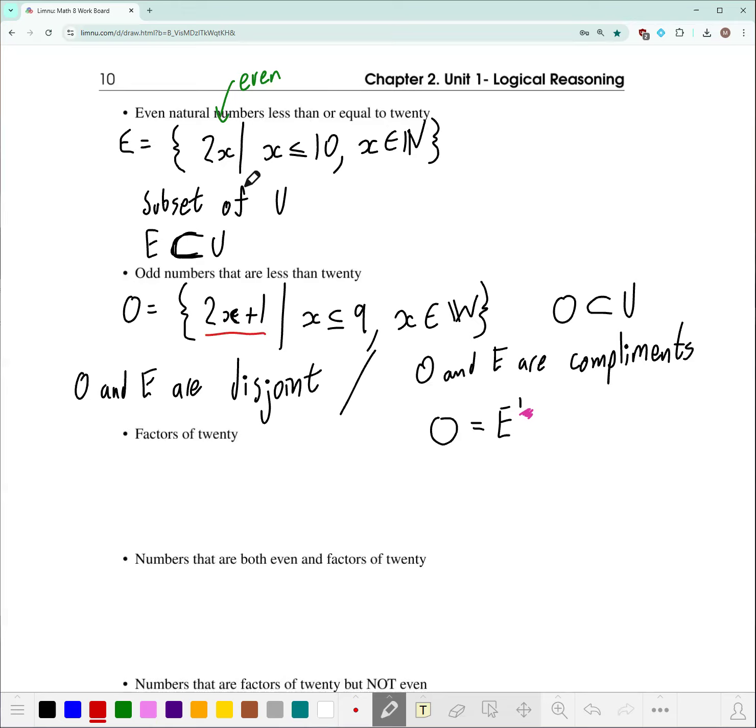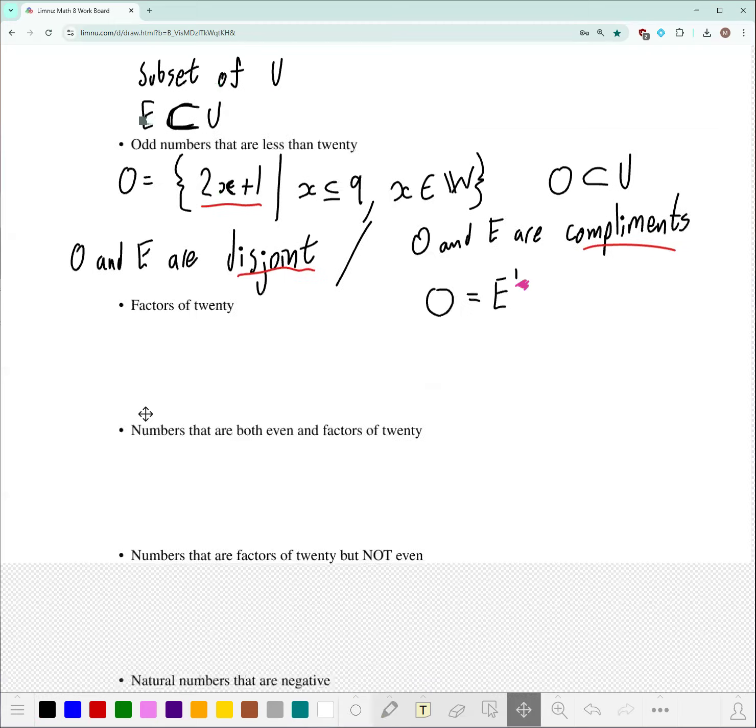Pause the video. Go back. When I speak these sentences, I'm telling you what the parts of that notation mean. You need to have your terms. What is disjoint? Complements. Pardon my French. With these, don't care about the numbers. Care about the ideas. So factors of 20, let's take a look at that one.